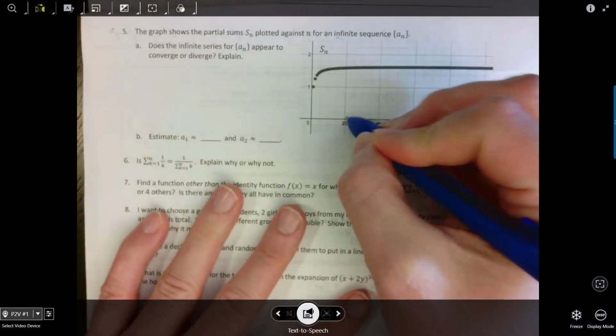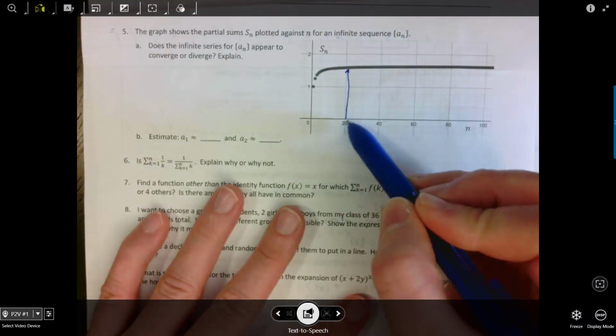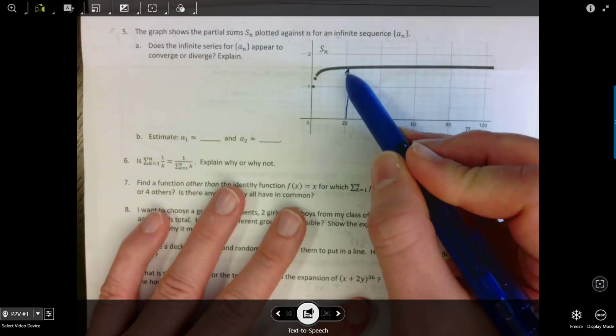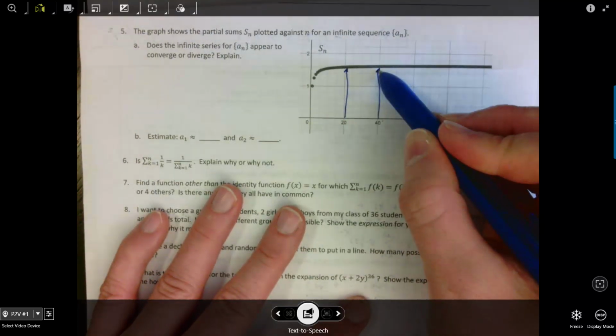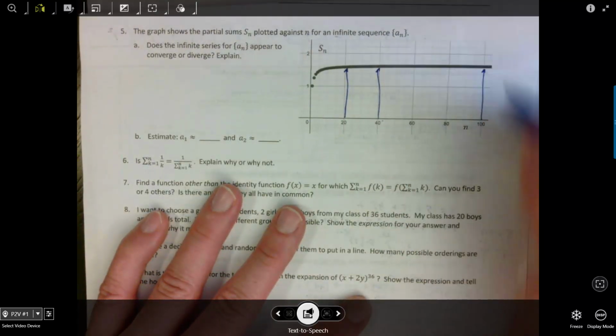that means that the y value here, this is like what happens when you add the first 20 terms of our unknown sequence. And this is the result of the first 40 terms of the unknown sequence. And this is the result of the first 100 terms of the unknown sequence.